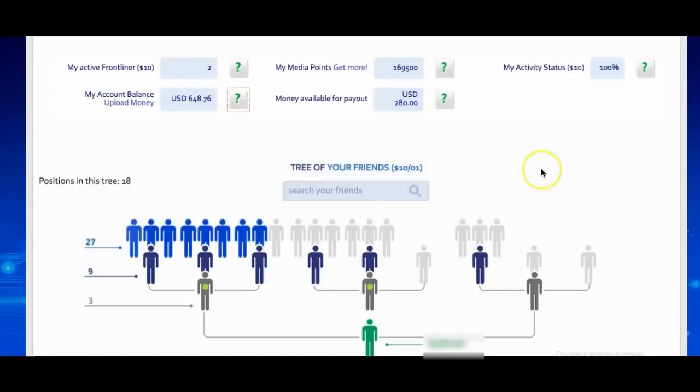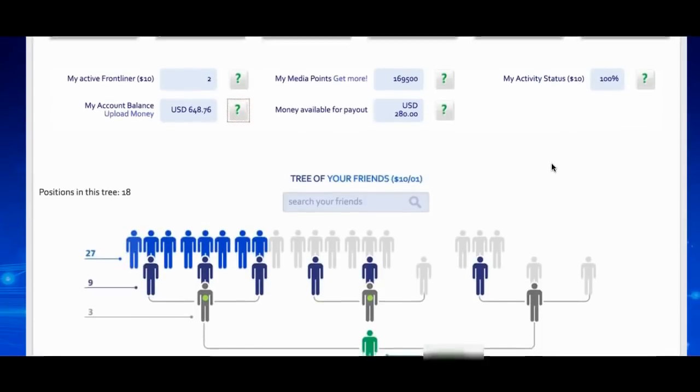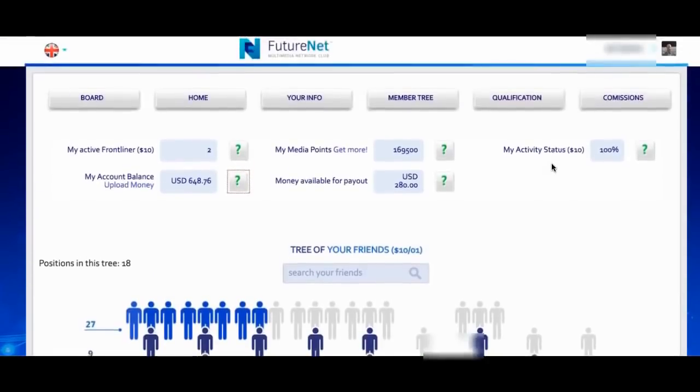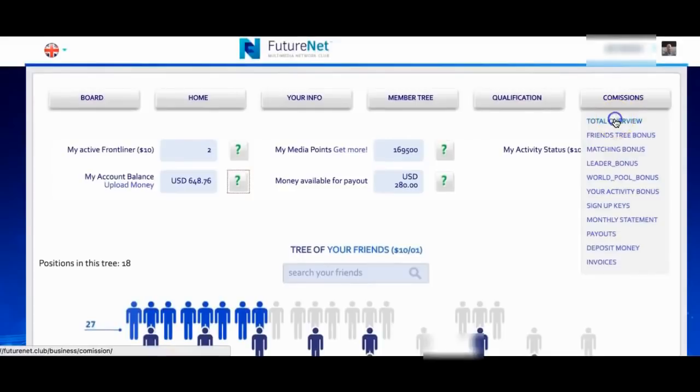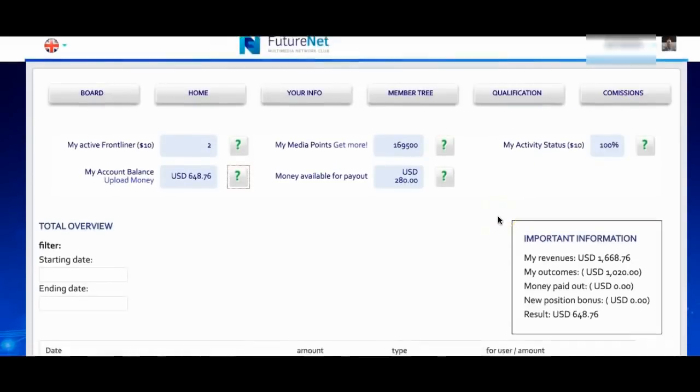You see some earnings here. I've been in this program for a week. I've been promoting it a little bit, but not even exaggerated. But there are some commissions coming in. So what do you see here on my structure?